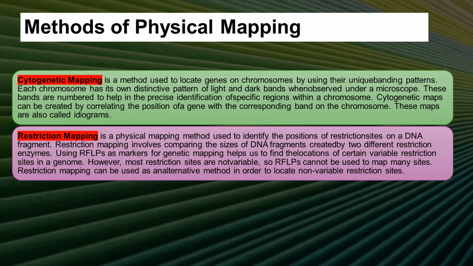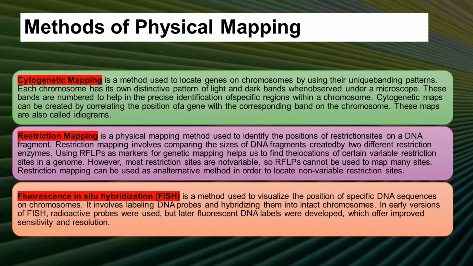Restriction mapping is a physical mapping method used to identify the positions of restriction sites on a DNA fragment. Restriction mapping involves comparing the sizes of DNA fragments created by two different restriction enzymes. Using RFLPs as markers for genetic mapping helps us to find the locations of certain variable restriction sites in a genome. However, most restriction sites are not variable, so RFLPs cannot be used to map many sites. Restriction mapping can be used as an alternative method in order to locate non-variable restriction sites.